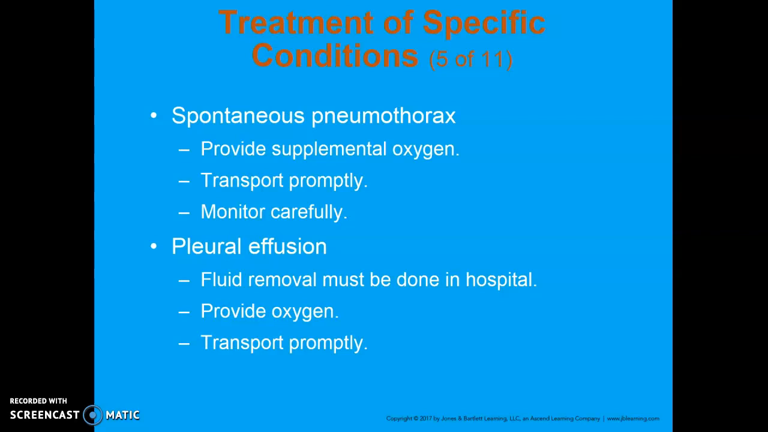Pleural effusion, they have to get to the hospital because they have to have that fluid removed. So what we can do in the meantime is provide oxygen, allow them to sit in a position of comfort. Generally, it's going to be seated upright, and then transport them.